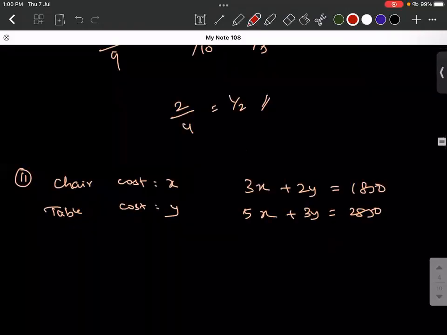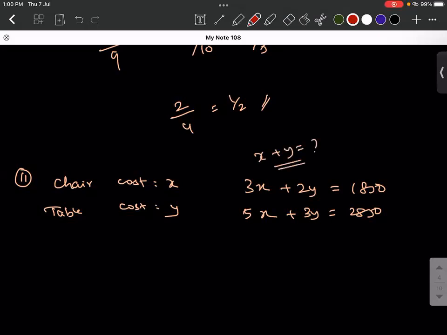Right? So then the total cost of 1 chair plus 1 table. So they are asking you x plus y is equal to what? They're not asking the cost of each chair or each table. It is a sum of 1 chair and 1 table. Do it fast. So what can we do?